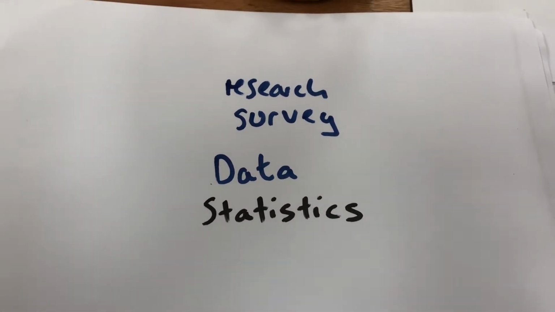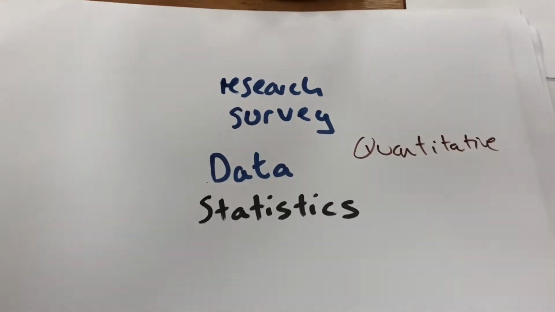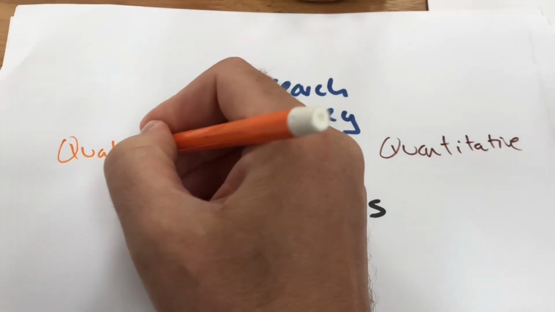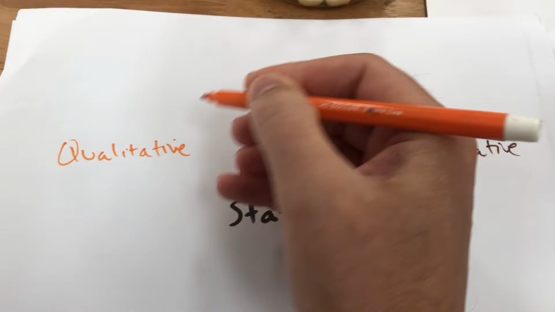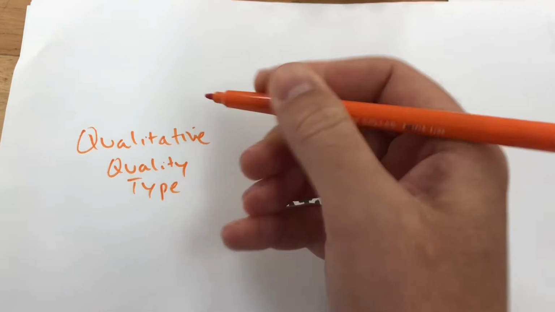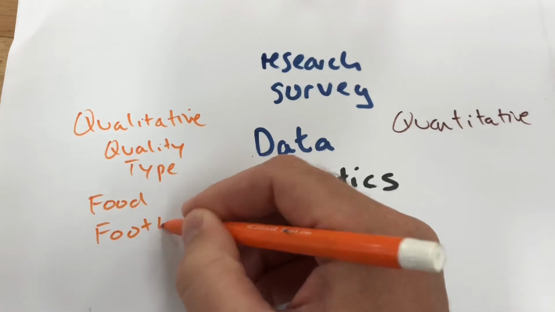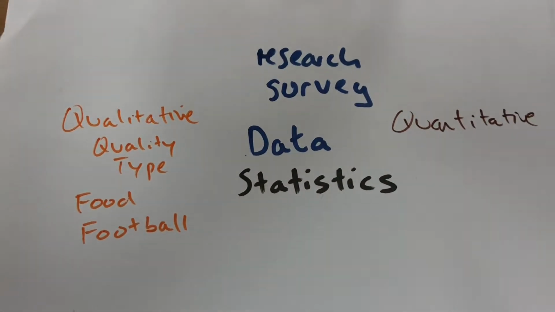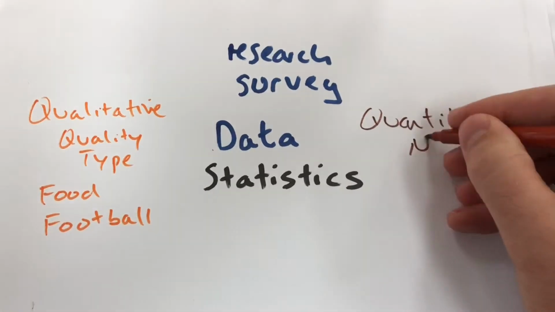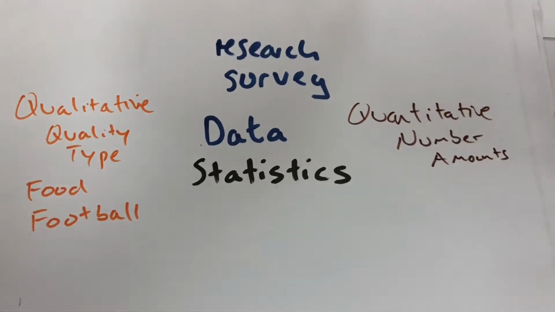One is quantitative data, like anything that has numbers and amounts, and the other is qualitative data. Now, qualitative data will have a quality or a type. Maybe this is the types of food people like, or the football team they support. But there's a limit to how much analysis can be done on qualitative data. Quantitative data, however, will have some numbers involved. Will have amounts. It could be money or time.